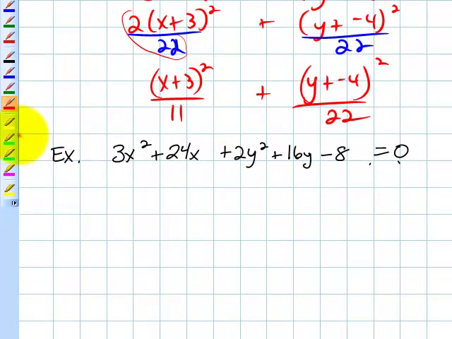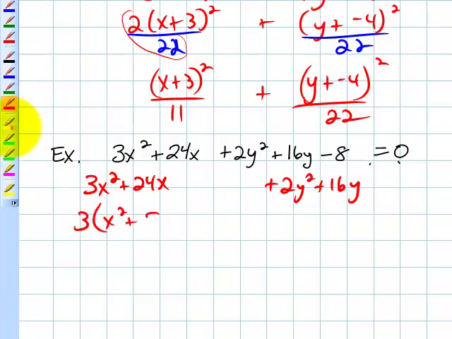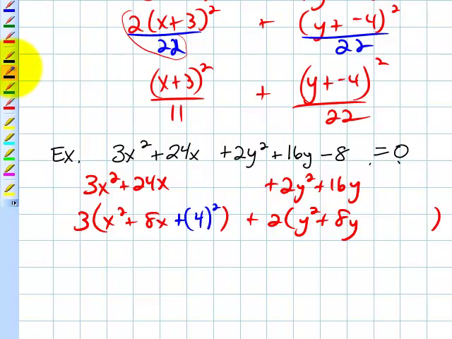All right, moving on to this next one. I'm going to go a little faster this time. So I'm pulling the 3x squared plus 24x, the 2y squared plus 16y, shove the 8 over to the other side. Factor. Now I got to complete the square. In here, I take half of 8, which is 4, and square it.